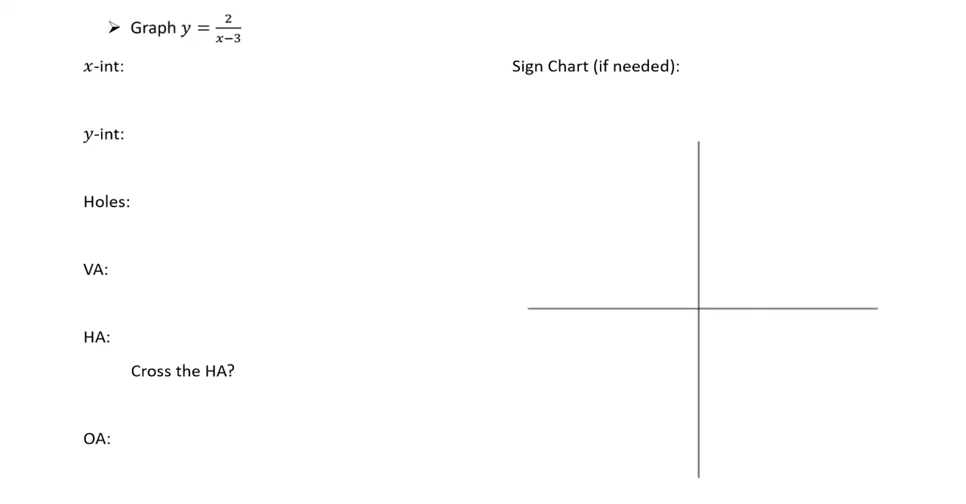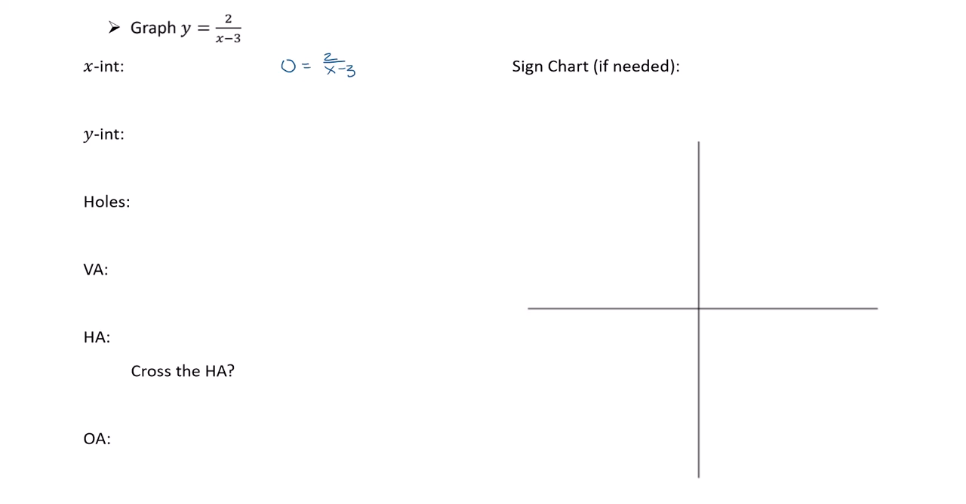Now let's get to graphing all these pieces so we can kind of tie these concepts together. Let's graph the rational function y equals 2 over x minus 3. Let's first find the x-intercept. Remember, an x-intercept is when we make y 0. So 0 equals 2 over x minus 3.